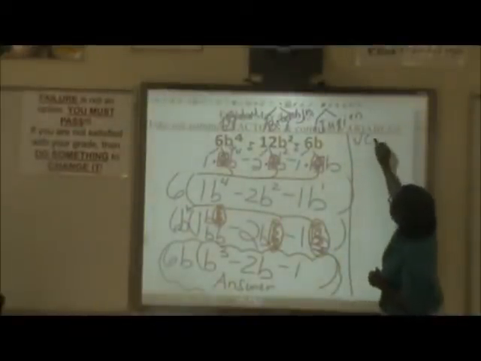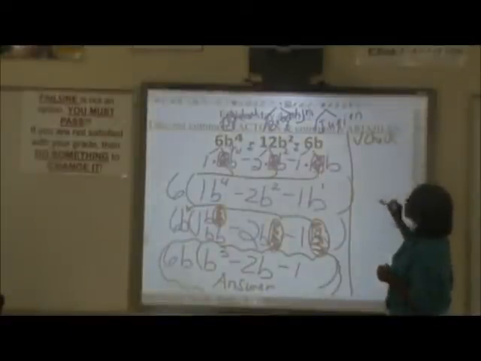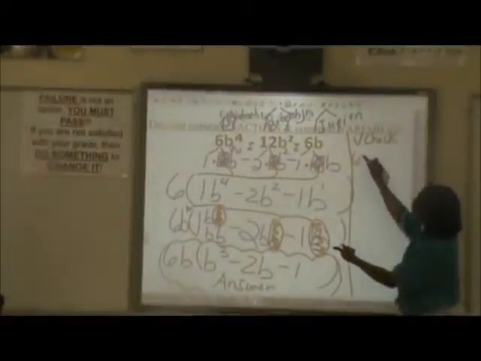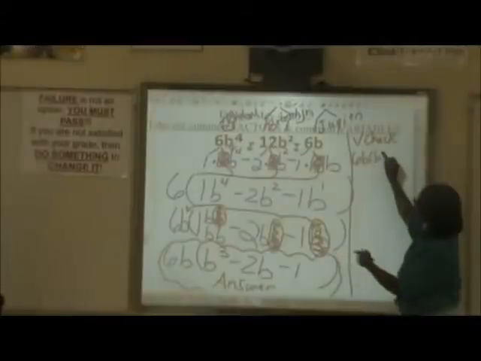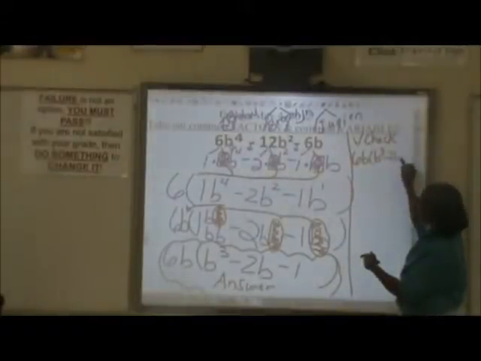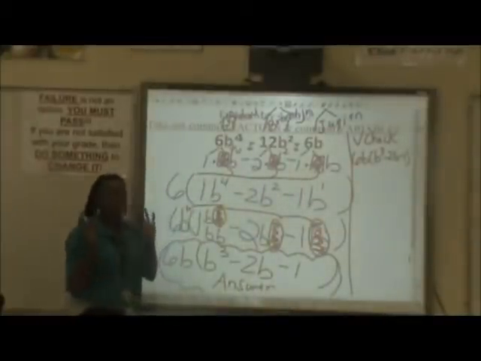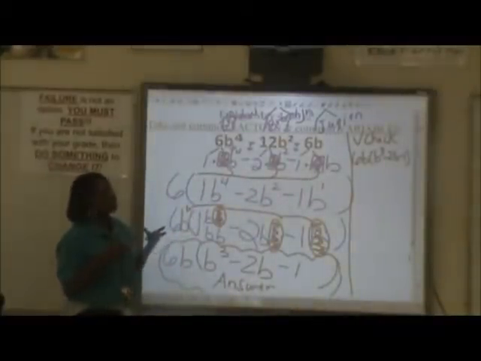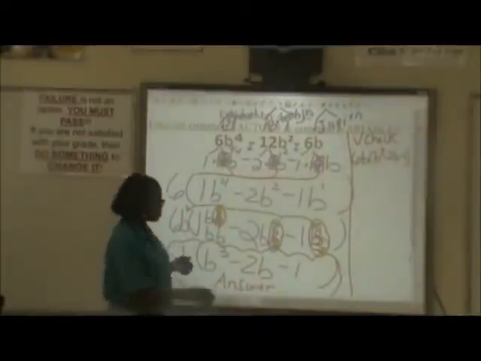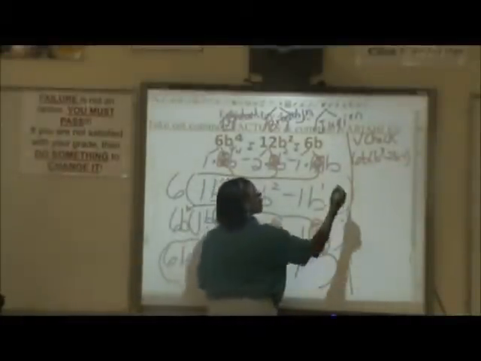So over here to the side, we're going to say check. Go ahead and take your answer. 6B, B cubed minus 2B minus 1. And you're going to redistribute. We're going to distribute. Distribute means multiply. So I'm going to write distribute.